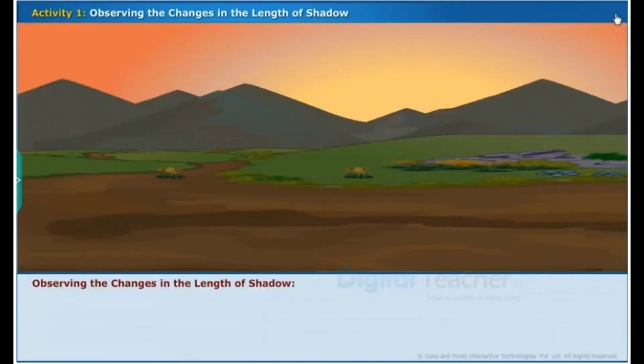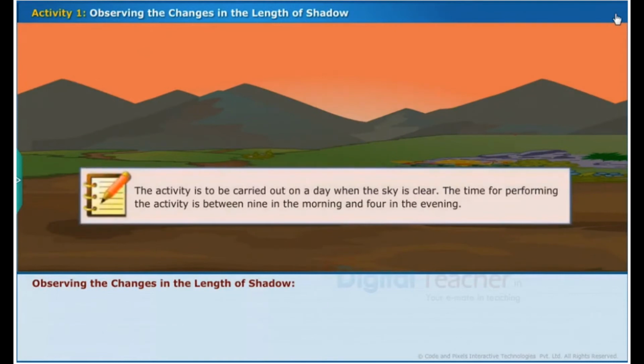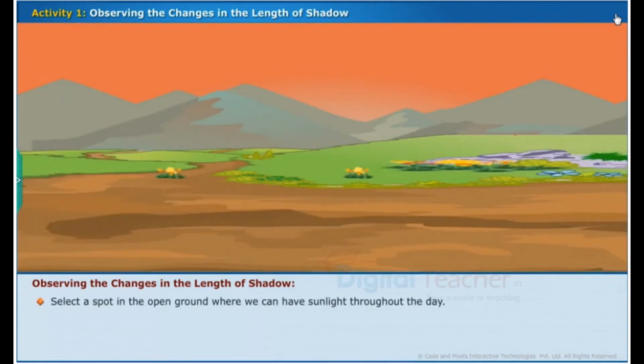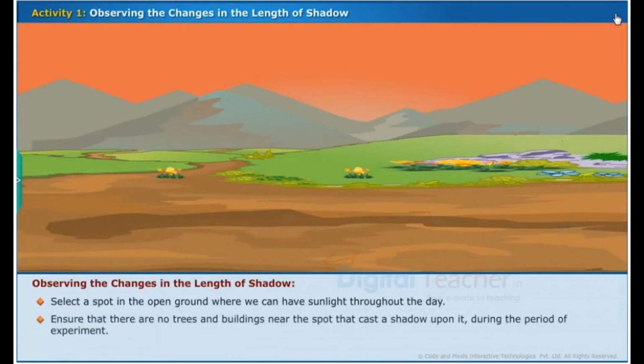Observing the changes in the length of shadow. The activity is to be carried out on a day when the sky is clear. The time for performing the activity is between 9 in the morning and 4 in the evening. Select a spot in the open ground where we can have sunlight throughout the day. Ensure that there are no trees and buildings near the spot that cast a shadow upon it during the period of the experiment. The selected spot should be as flat as possible, like a school ground.